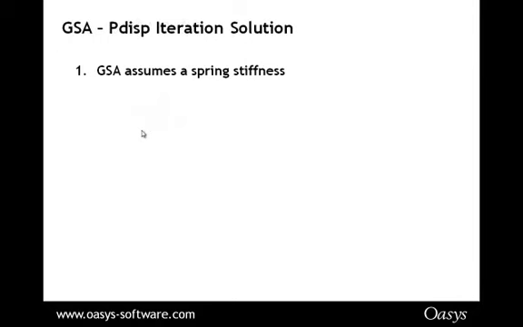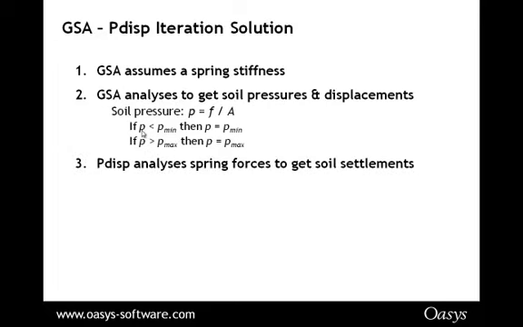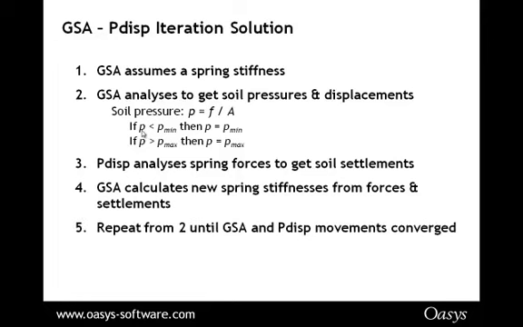So if we look at the iterative process, initially you start with where GSA assumes a spring stiffness, and then GSA analyzes to get the soil pressures and displacements. This feeds into a Pdisp analysis of the spring forces to get soil settlements, and GSA calculates the new spring stiffness from forces and settlements. And you repeat back to where GSA analyzes to get soil pressures and displacements. And once the Pdisp and GSA movements have converged, you have a solution to your problem.